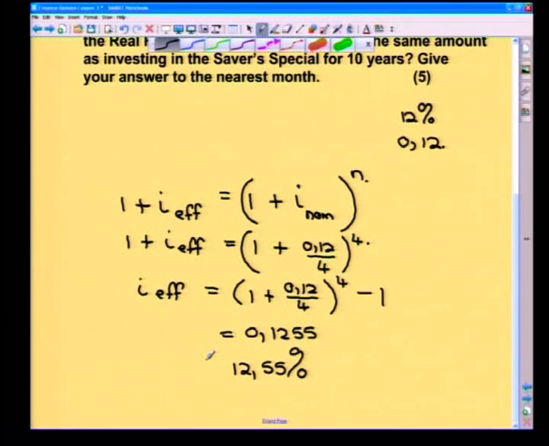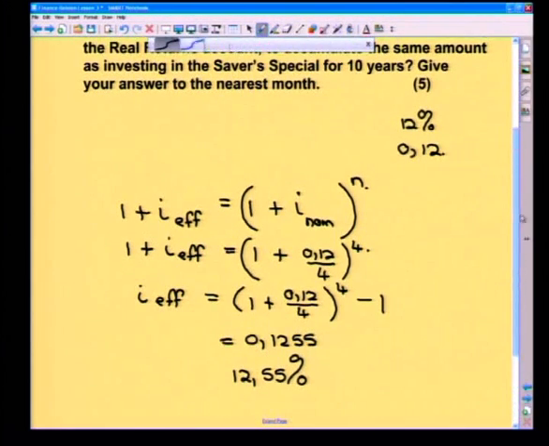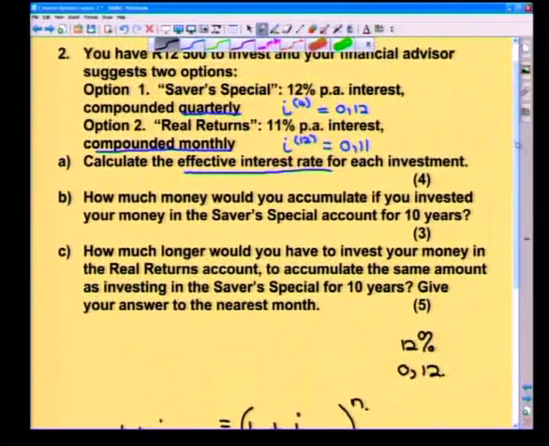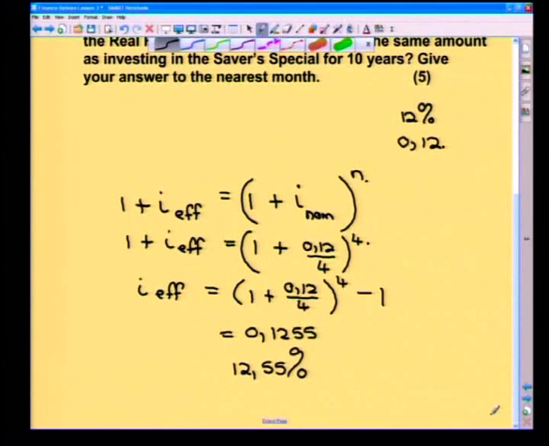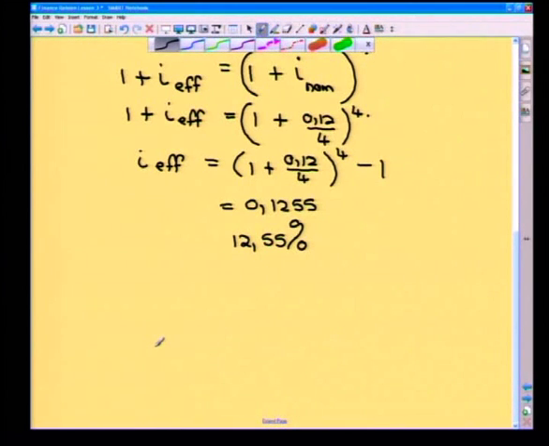So let's see what the next one's about. Let's just go and put this in on the question so we can refer back to it at a later stage. So I'm saying it's 12,55%. Right, let's now go and do the same exercise, this time using my 11% compounded monthly.